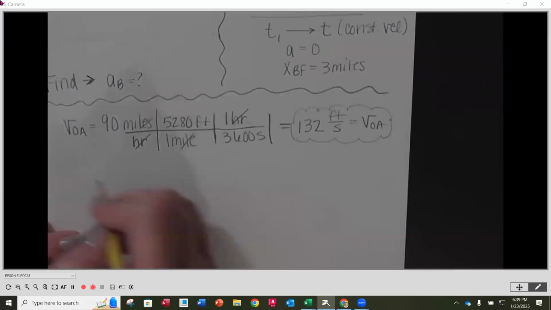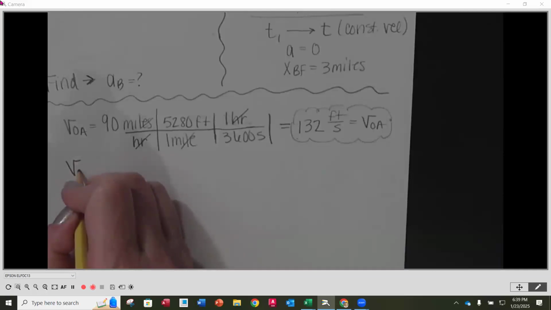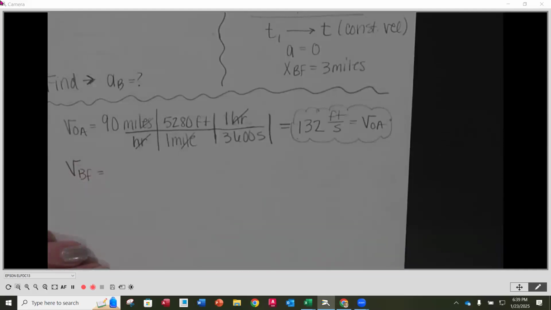Then you're going to do the same thing for the velocity of car B. Now this is its final velocity. This is going from rest to 105, and we want to convert the 105.